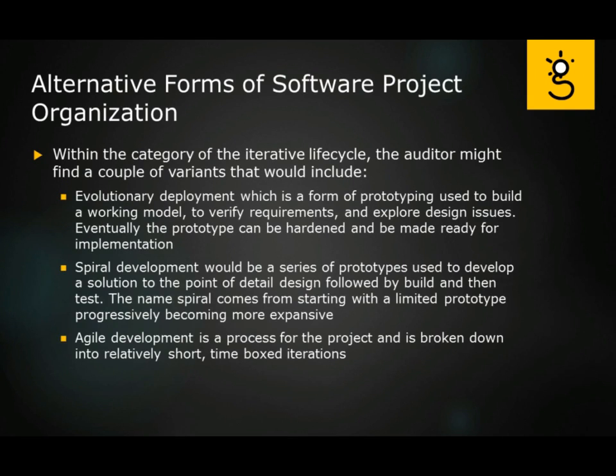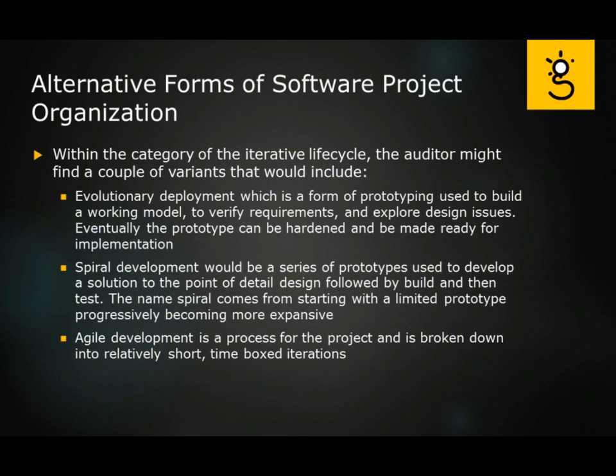Within that category of an iterative life cycle, the auditor might find a couple of variants that would include things like an evolutionary deployment, which is a form of prototyping used to build the working model. We use it to verify requirements, to explore design issues. Eventually, the prototype can be hardened and made ready for the actual implementation.